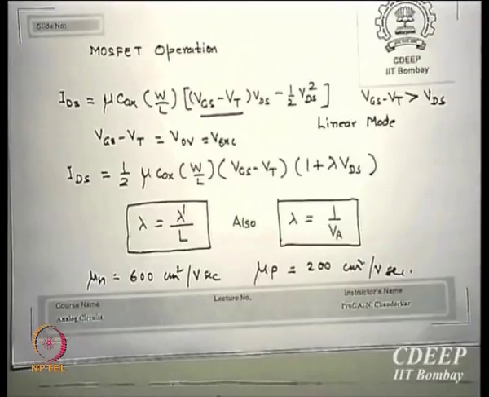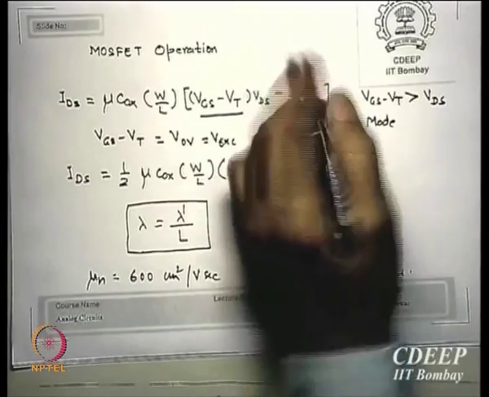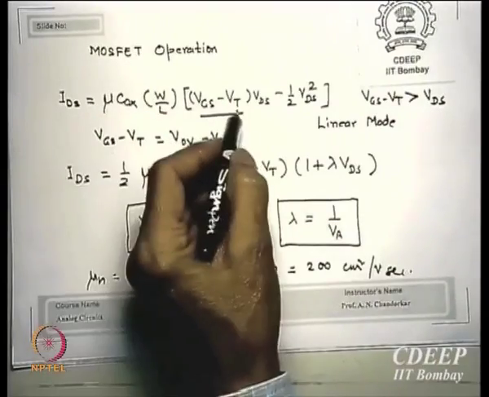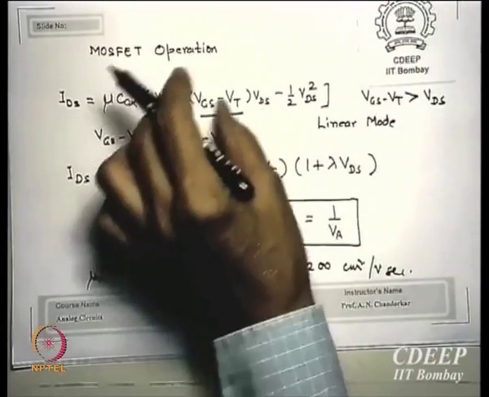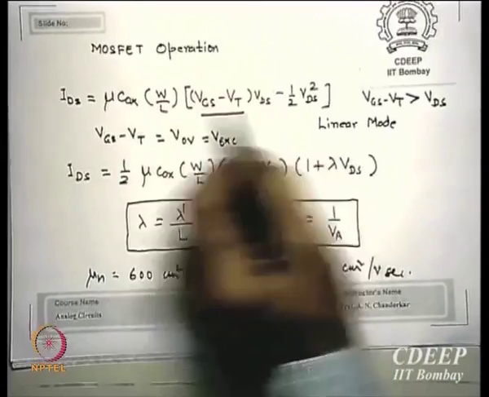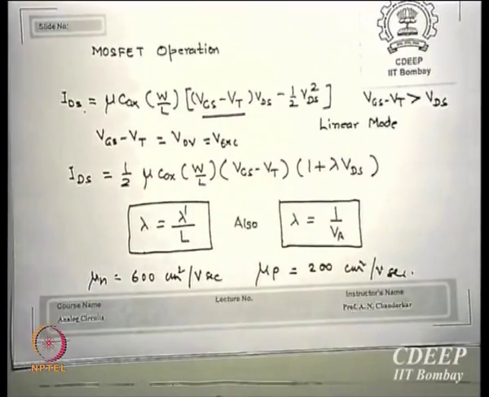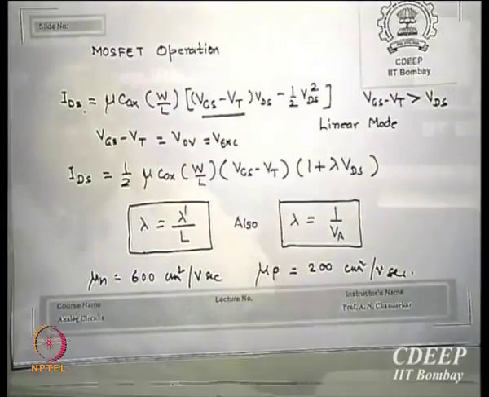That is the point where we say it is linear, because if VDS is smaller, this term can be neglected. So, I get IDS proportional to VDS. VOV is constant, IDS is proportional to VDS. Therefore, it is called the linear mode of operation since VDS is smaller than VGS minus VT. But as you come closer, this relationship is not linear, it starts bending partly, because the square term starts coming into the picture.